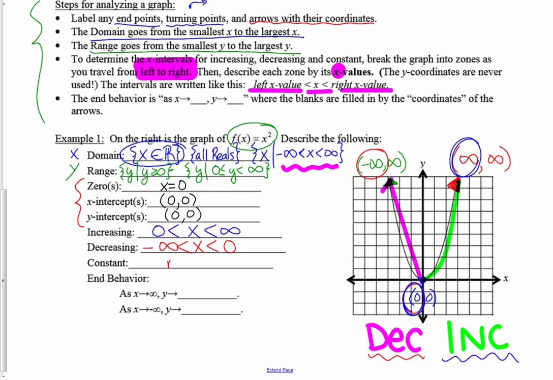Okay, where am I constant? Where am I flat? Never. I'm never flat in this graph.